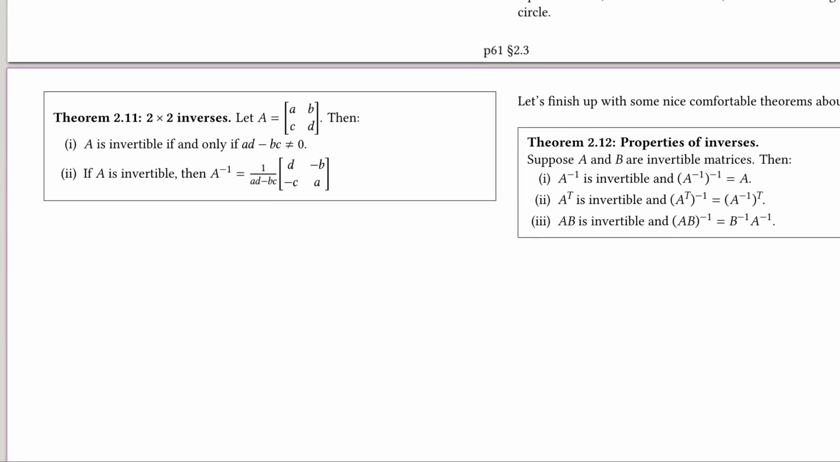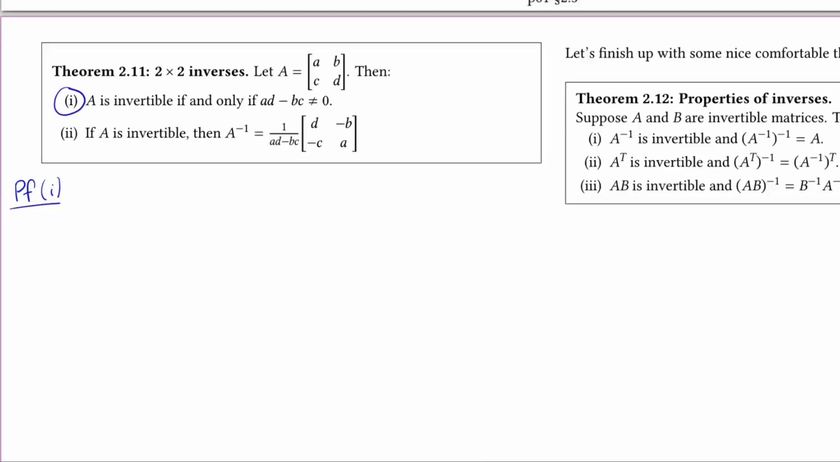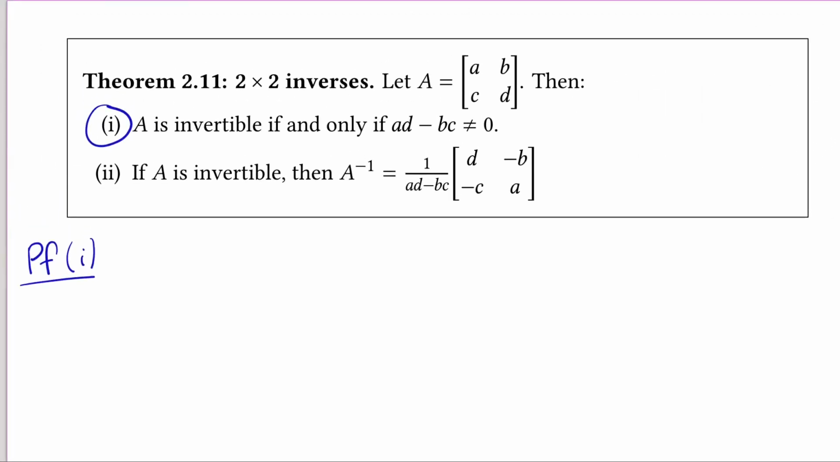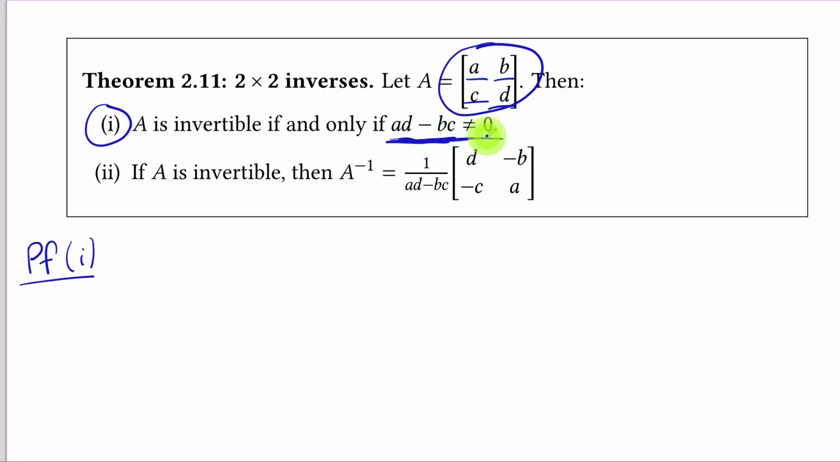Let's look at Theorem 2.11 with 2 by 2 inverses. What this is saying, first of all, we're talking about an arbitrary 2 by 2 matrix A with entries a, b, c, and d. This tells you that A is invertible if and only if this thing, ad minus bc, is not 0. And it also has a second part that says if A is invertible, then the formula for A inverse involves this.